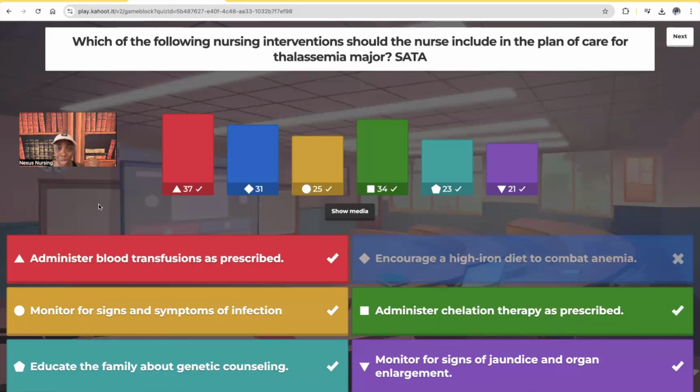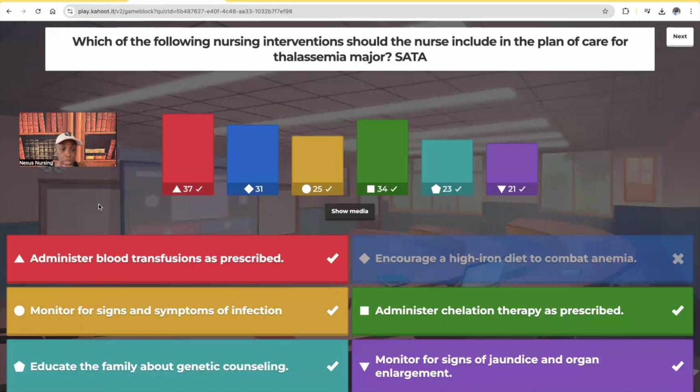Plus all those blood transfusions that they're getting, guys, anything that's invasive increases your risk for infection. So if this type of patient is going to get multiple blood transfusions in order to live, don't you think they're going to be at risk for infection? Of course. Next, administer chelation therapy as prescribed. Yes, because we want to get rid of all that excess iron we expect to happen because of all of the blood transfusions.